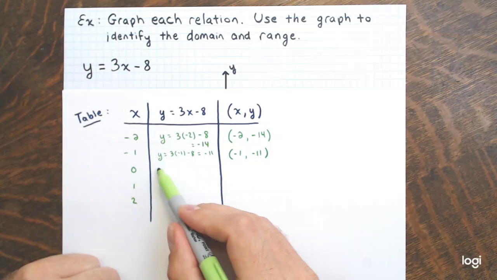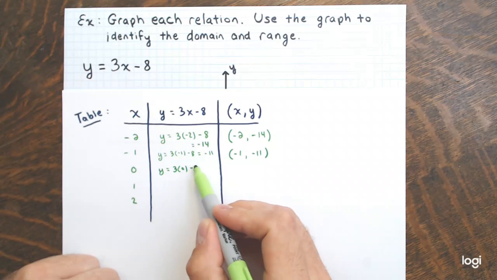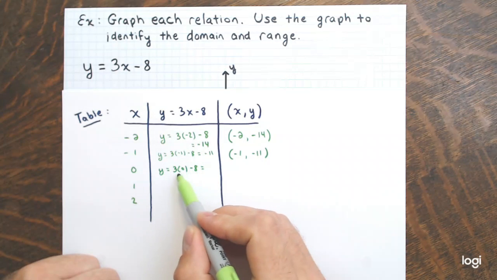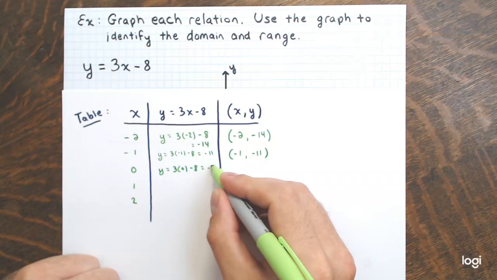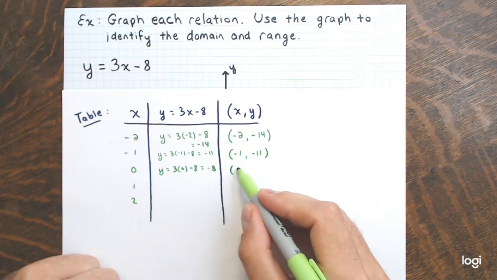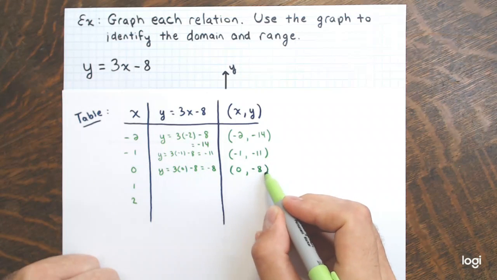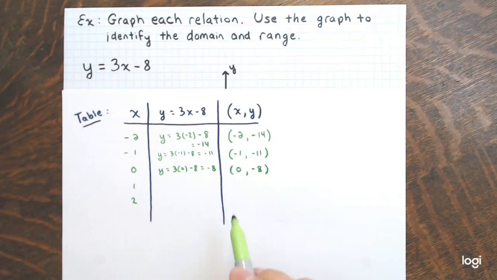When x equals 0, y equals 3 times 0 minus 8. 3 times 0 is 0, minus 8 is -8. And there's the y coordinate, and the x coordinate 0, y coordinate -8. There's the ordered pair, the solution that belongs to this relation.